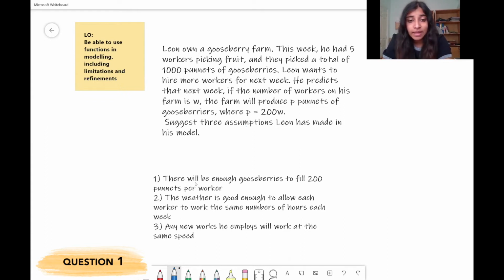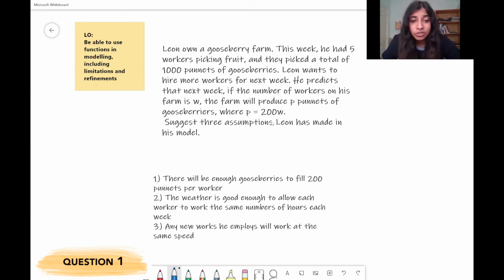The first one is that there will be enough gooseberries to fill 200 punnets per worker. So he's assuming that, but at some point there could be only 100 punnets, or there may not actually be enough for every worker to be able to pick 200 punnets. So this is an assumption he's made in his model to make the math a little bit easier.